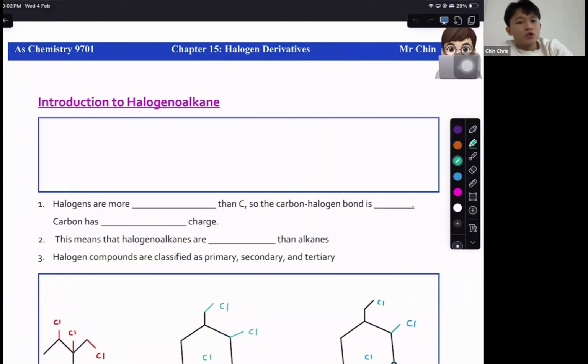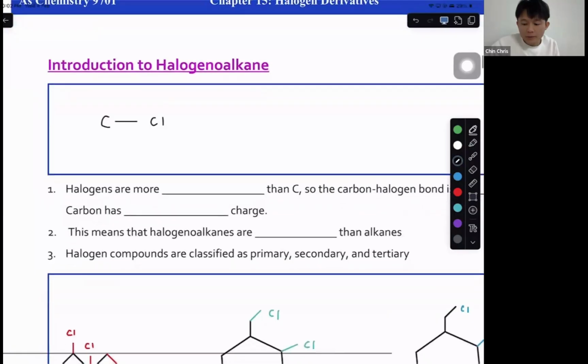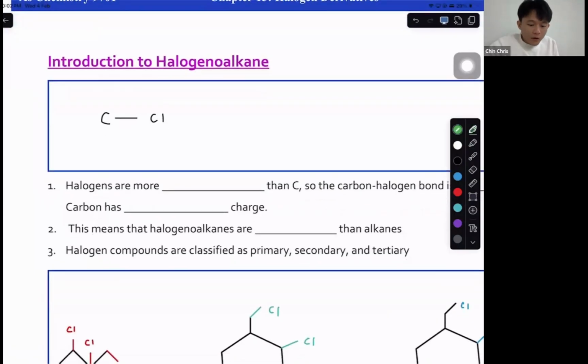Okay guys, looking at halogenoalkane first. What is a halogenoalkane? We always have a C that is bonded to a halogen. So it could be Cl, Br, F, or I. For chlorine, fluorine, any group 7 halogen, it is highly electronegative, and carbon is going to be electropositive now. Which means for a halogenoalkane, this carbon is always a delta plus.